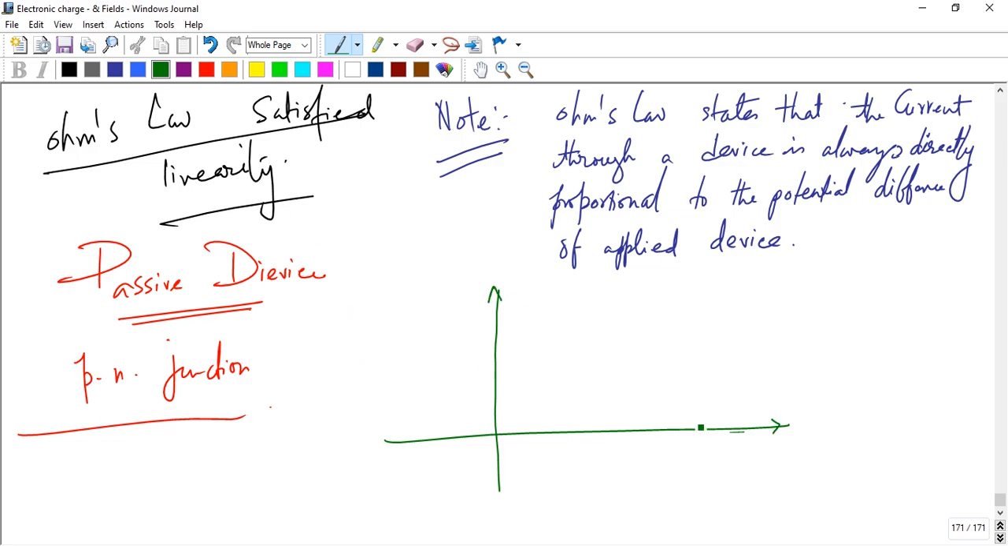Actually, if I plot a graph here, that's the resistance graph, and now that's the semiconductor device.